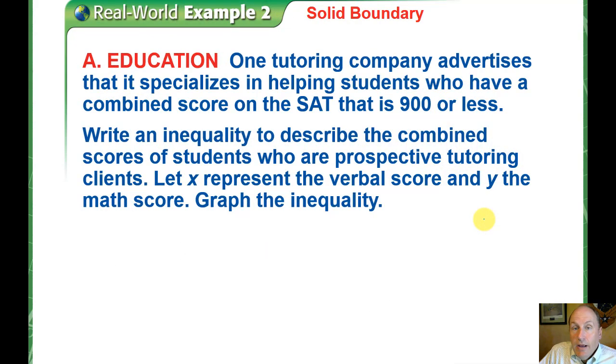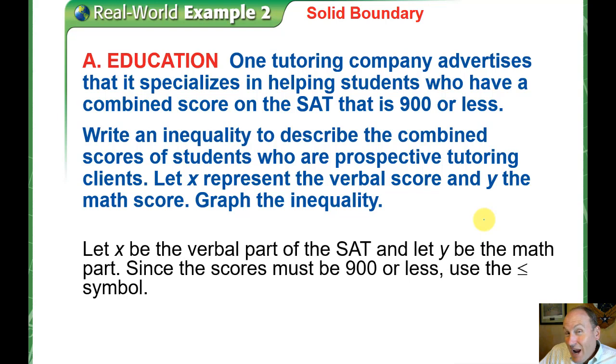Okay, let's look at an example. A tutoring company advertises that it specializes in helping students who have a combined score in the SAT that is 900 or less. So we're going to write an inequality to describe the combined scores of students who are prospective tutoring clients. We're going to let x represent the verbal score and y the math score, and we're going to graph the inequality.